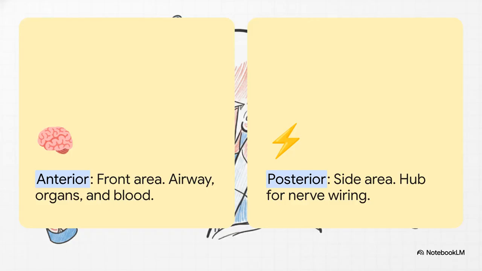So let's put them side by side. The anterior triangle is largely about organ plumbing: the airway, the esophagus, the thyroid, and major blood flow heading straight up to the brain. In contrast, the posterior triangle is the central hub for major peripheral nervous system wiring heading down to your upper limbs.